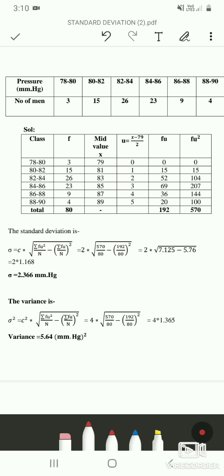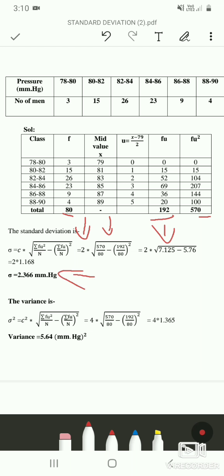So now once you got all the values, substitute it in the formula. So we know c is equal to 2. So 2 into square root of summation fu square, which is 570, divided by capital N, which is 80, minus summation fu, which is 192, divided by capital N, which is 80. So you have to take whole square of it. So sigma is equal to 2 into square root of 7.125 minus 5.76.